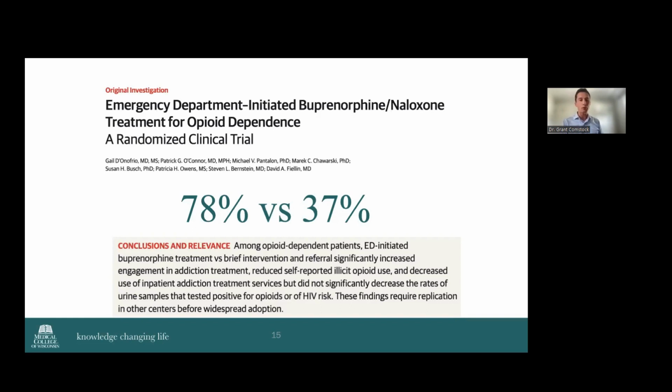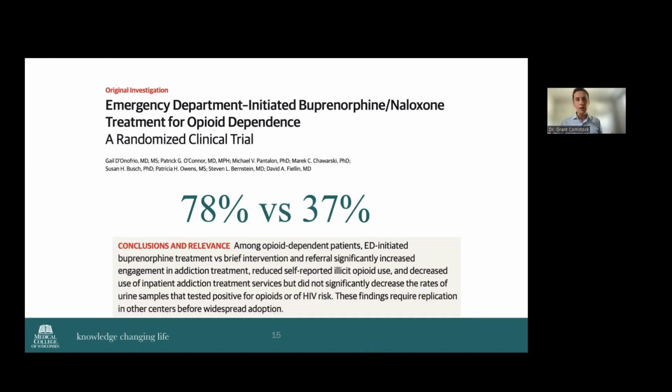They gave buprenorphine versus a simple intervention plus linkage to care versus just linkage to care. What I mean by linkage to care is that they don't just discharge you straight from the ER and say, best of luck. They give you a follow-up appointment with what they call a bridge clinic, which can then continue to prescribe buprenorphine after your emergency visit is done. And what they found is that about a month after discharge, 78% of those who got buprenorphine in the ER, as compared to 37% who did not, were still in treatment.